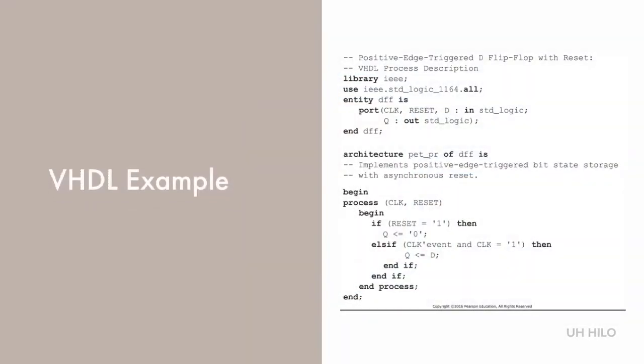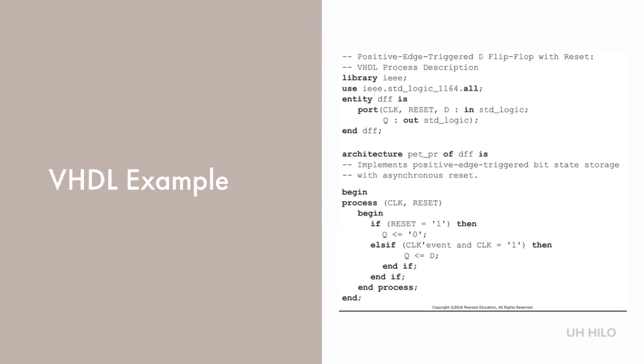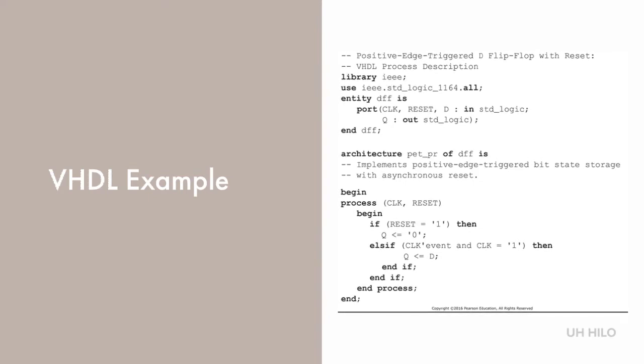Here we see a VHDL process description for a positive edge triggered flip-flop with reset. In this code we can see an example of a process. Obviously it begins with the keyword process. Optionally, process can be preceded by a process name followed by a colon. The parentheses following it contain two signals, CLK and reset. This is a sensitivity list for the process. If either of these changes, we execute the process.